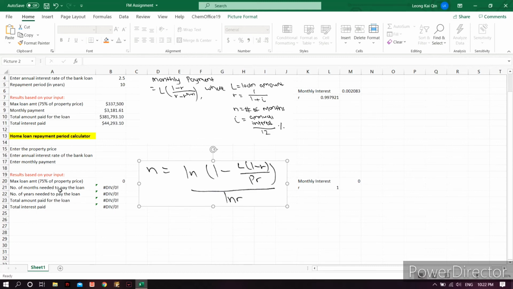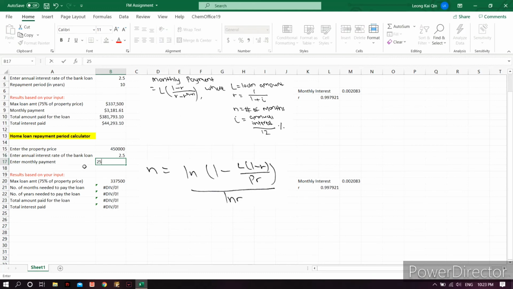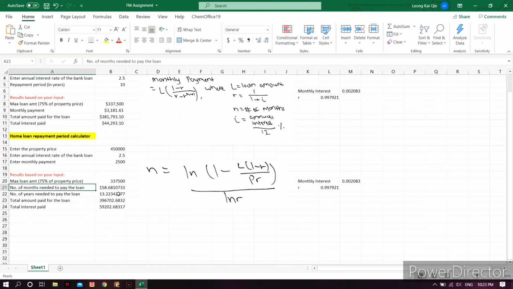So in order to find the number of months needed to pay the loan, you will have to know what is your monthly payment. And again, how do we use the calculator to find the number of months needed to pay the loan? Let's assume the property price to be $450,000 again. The same interest rate of 2.5%. And lastly, let's give our monthly payment a simple and nice number, $2,500. Let's assume it. So once you're done, you can click enter, and the number of months needed to pay the loan will appear in this value, in this row.